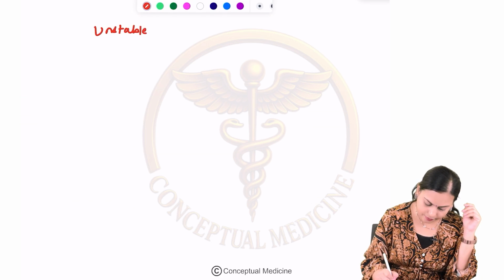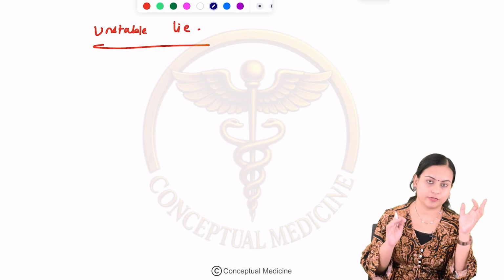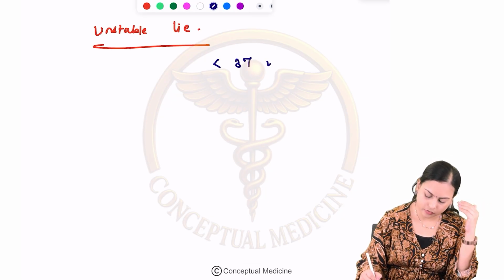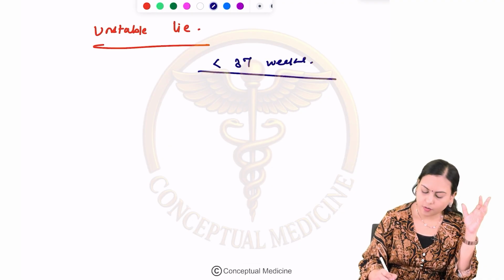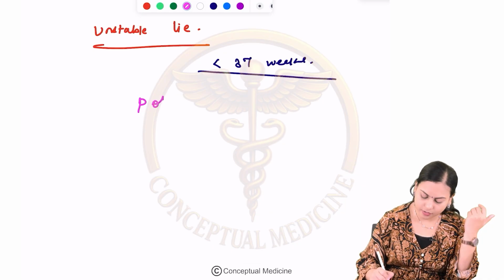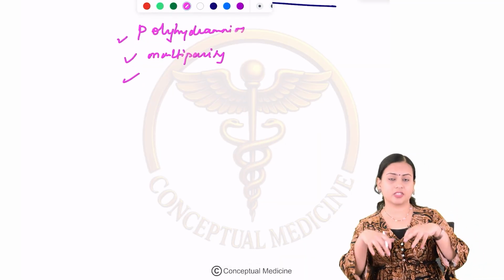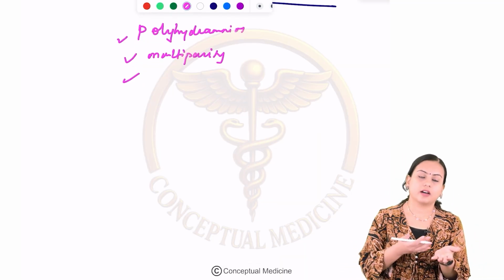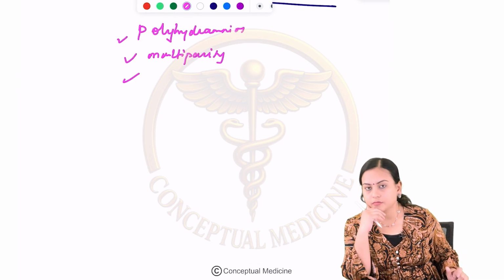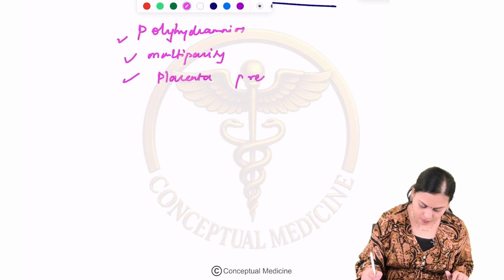So, unstable lie. See, the lie is going to change repeatedly for the fetus before 37 weeks, that is unstable lie. Mostly the common causes include when there is more space for the fetus to rotate around, say polyhydramnios or multiparity in which a pendulous abdomen is present, or if the fetus is constantly trying to engage in the vertex presentation but something is obstructing the fetal head from coming down. So, in case of placenta previa, that is also possible.